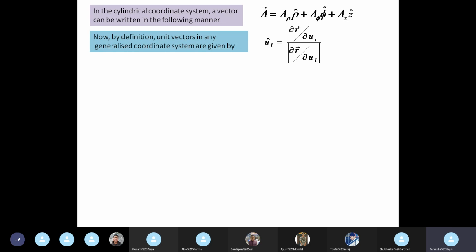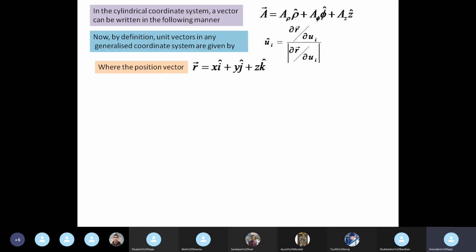Now, this is a definition that you need to know. You don't need to derive this. You just need to know that by definition, unit vectors in any generalized coordinate system are given by this expression, where if you remember in the first slide, I used the generalized coordinates as u1, u2, u3. So for any one of those ui, where i can be 1, 2 or 3, the unit vector along that particular coordinate is given by del r del ui divided by mod del r del ui.